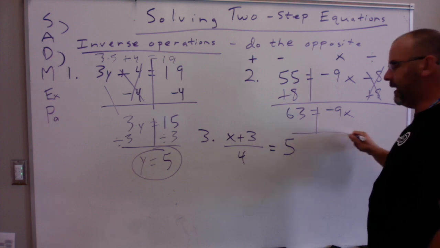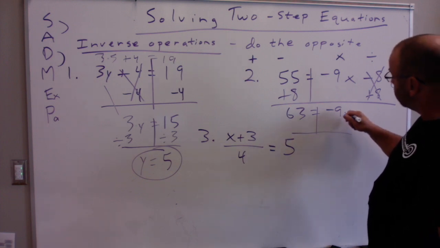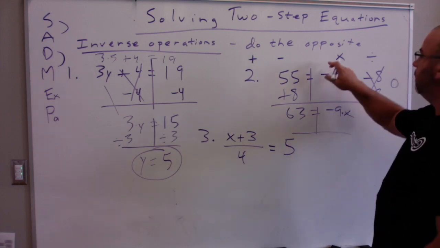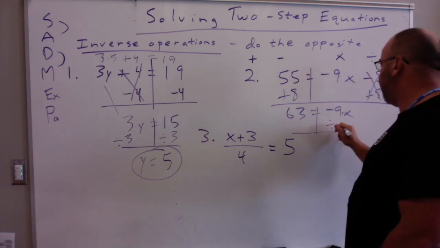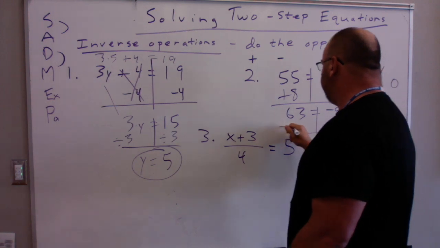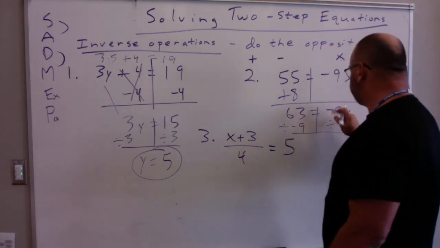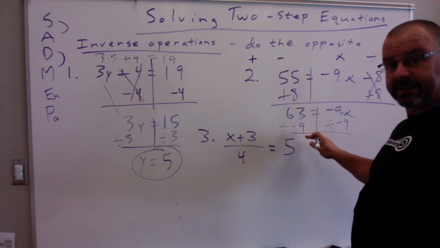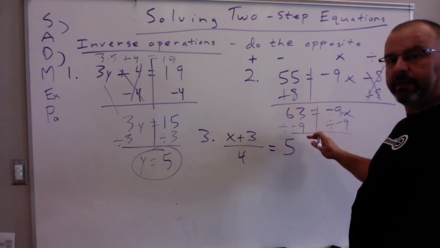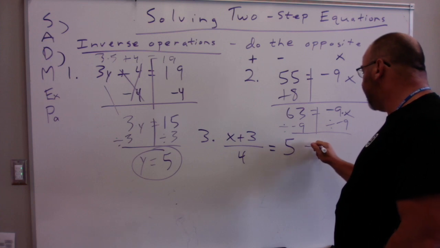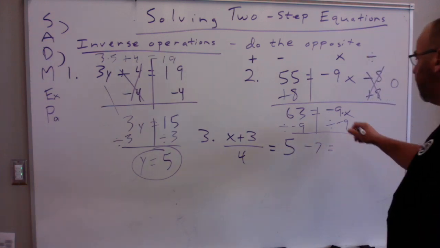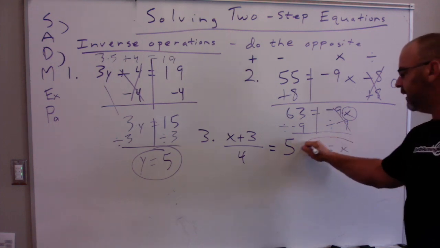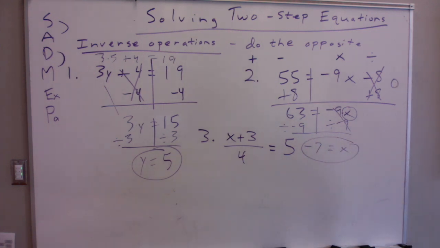I'm multiplying by 9, right? So it's the opposite of multiplying by 9, dividing by 9. So I'm going to divide by negative 9 here, and divide by negative 9 here, because there's a negative in front. 63 divided by 9, that's 7. But it's a positive divided by a negative, which is a negative 7. And that's going to equal, this is just 1, so what am I left with? X. X equals a negative 7.